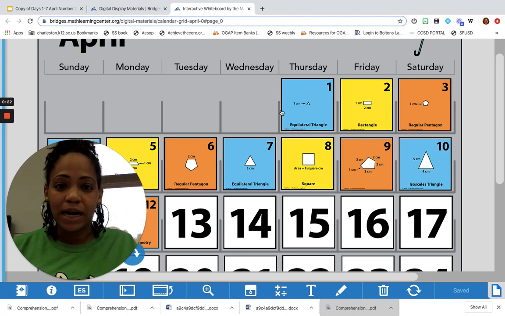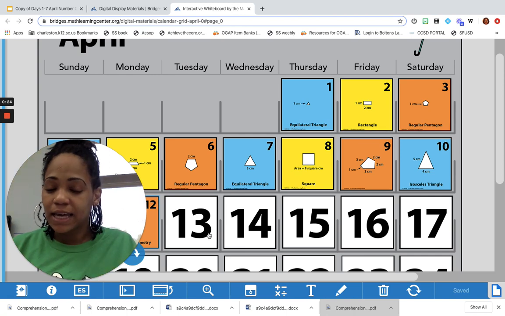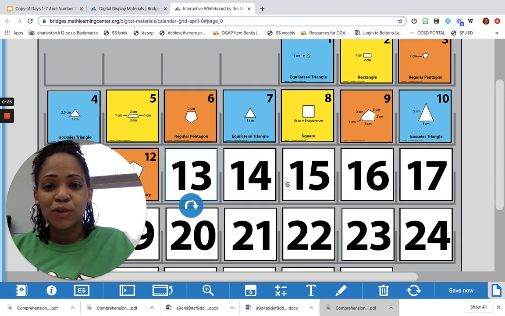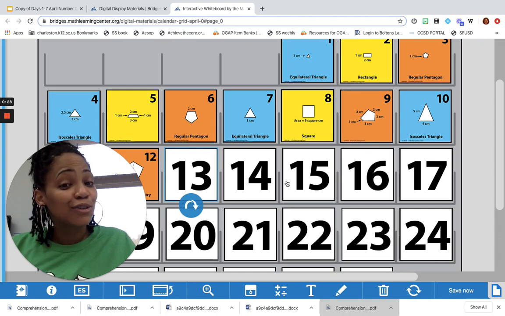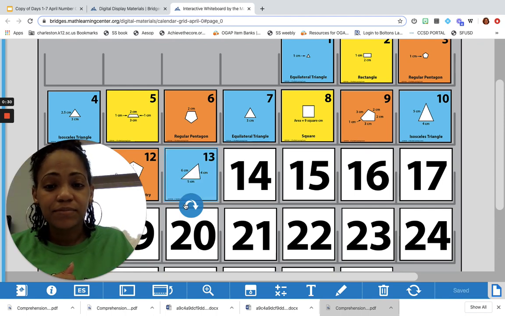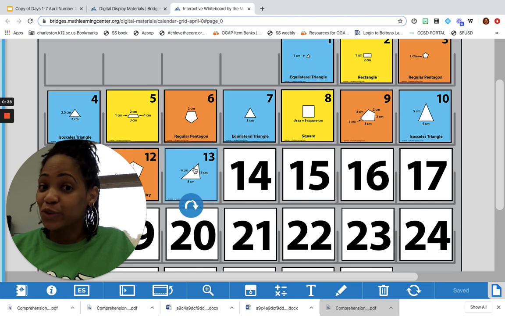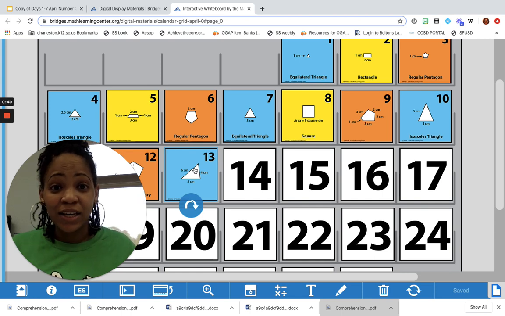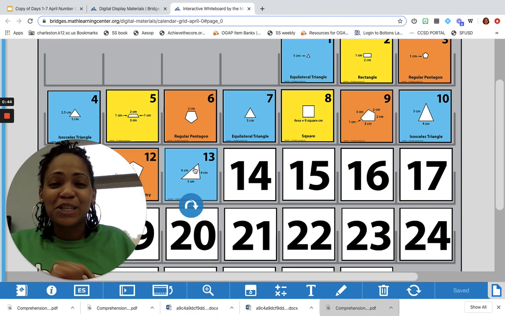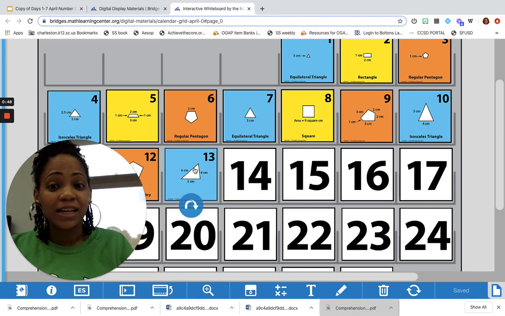Yesterday we talked about our calendar grid and we looked at all of our calendar markers. I'm going to show you what today's marker looks like since it is Tuesday, April 13th. And it looks like we have a triangle where no sides are equal. Do y'all remember what we call a triangle where none of the sides are equal? Did you say scalene? It's a scalene triangle. A scalene has sides that none of them are equal.